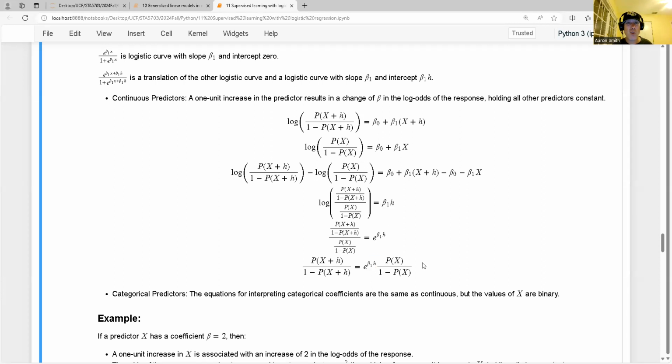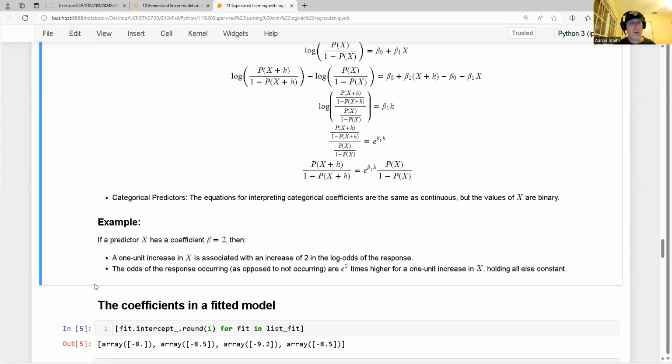Now, the interpretation is a little bit clunky. It's not as nice and clean as regular old linear regression, but this is by far the most informative interpretation we're possibly going to get. Now, for categorical predictor variables, we take the continuous predictor variable interpretation, but we have either 0, 1, or +1, -1 for our values.